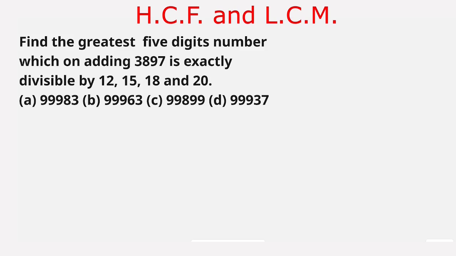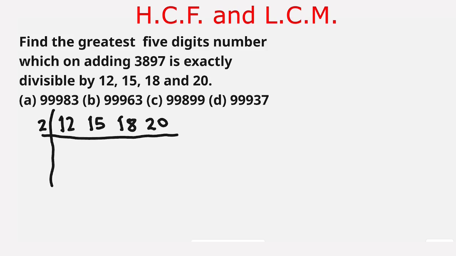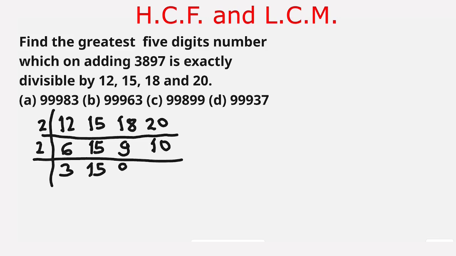Now we find the LCM by the common division method. We write the given numbers 12, 15, 18 and 20. We divide these numbers by 2. 2 divides 12 for 6 times. We write 15 as it is, as it's not divisible by 2. 2 divides 18 for 9 times. 2 divides 20 for 10 times. Now still 2 numbers are there which are divisible by 2. 2 divides 6 for 3 times. We write 15 and 9 as it is, as both the numbers are not divisible by 2. 2 divides 10 for 5 times.